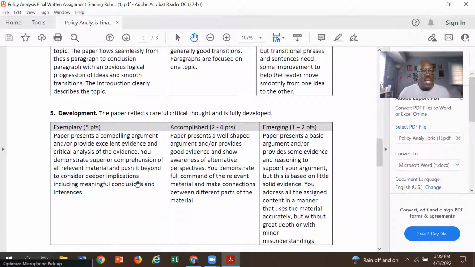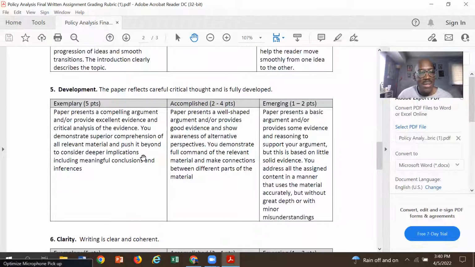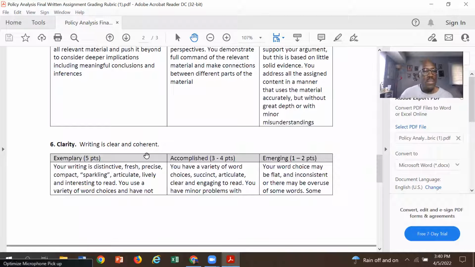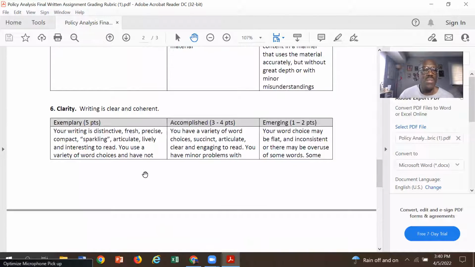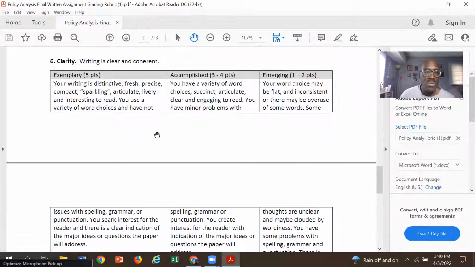Number 5, we're looking at the critical thought process, careful critical thought. That means making the argument for your analysis in terms of why you see whether the policy is doing what it needs to do or whether it needs serious revision. So being able to really think through and articulate that, as well as your clarity. Is it well written? Is it precise? Are you using the right words? Are you making sure that all those things are in place?